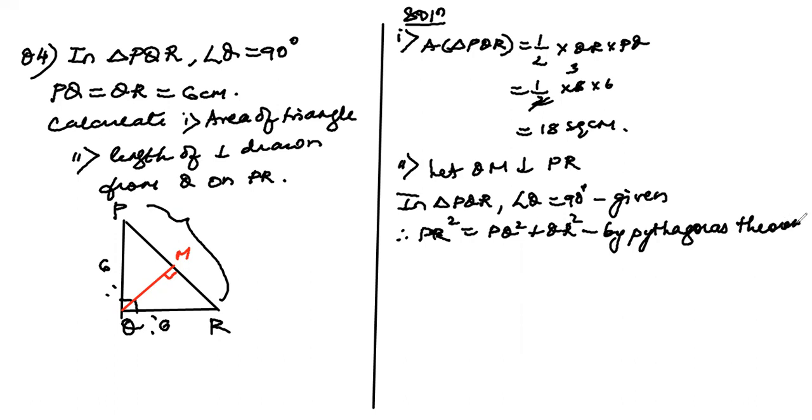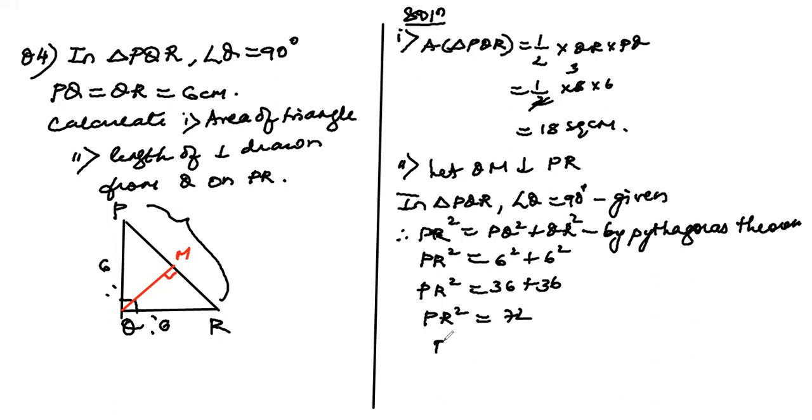And now just fill the values. PR square equal 6 square plus 6 square. So PR square equal 36 plus 36, so PR square equals 72. So PR equal root of 72, so root of 36 into 2, that is 6 root 2. So I got PR, but they did not ask me to find PR. They want me to find the length of the perpendicular drawn from Q on PR. So I told you PR is a base, QM is the height.